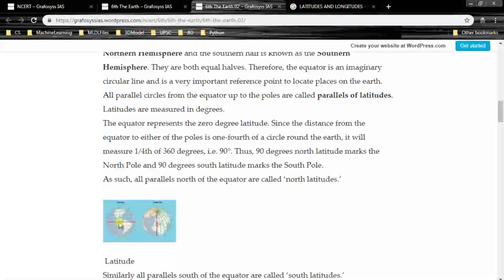So if we keep a protractor and draw a line at 10 degrees or 20 degrees or 30 degrees, those will become latitudes. And if we keep a protractor here and the 90 degree is exactly at the straight point, here it will be 90 degrees. So this is the North Pole, and exactly at the bottom, the south, it is called the South Pole, right?